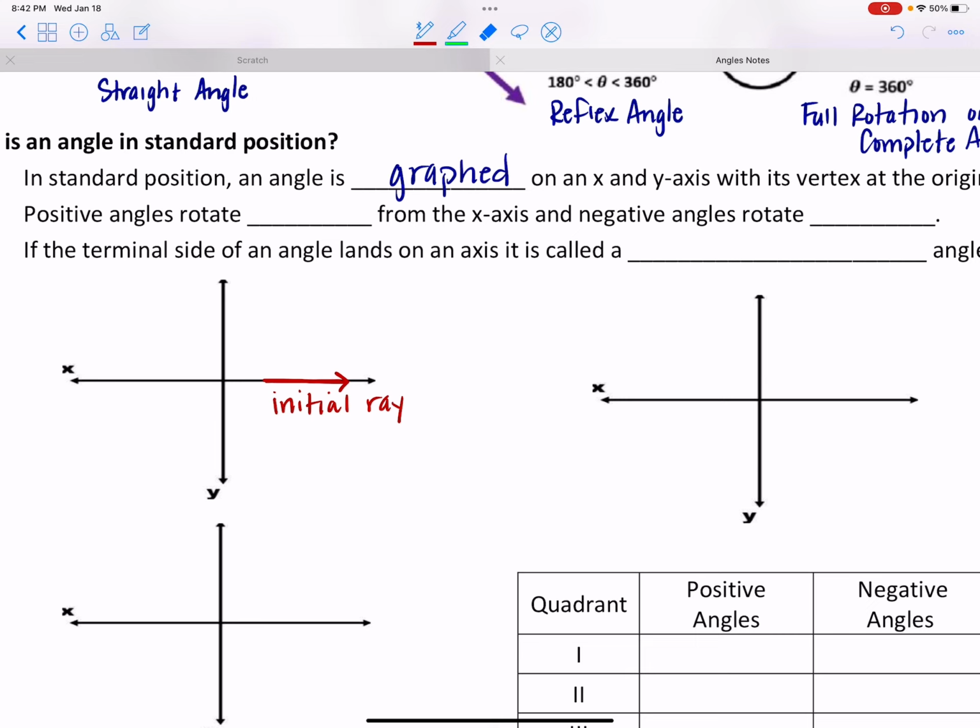We're going to put the vertex at the origin, and again, that first ray, the initial ray, on the positive part of the x-axis. And then we're going to rotate the other ray to make our angle.